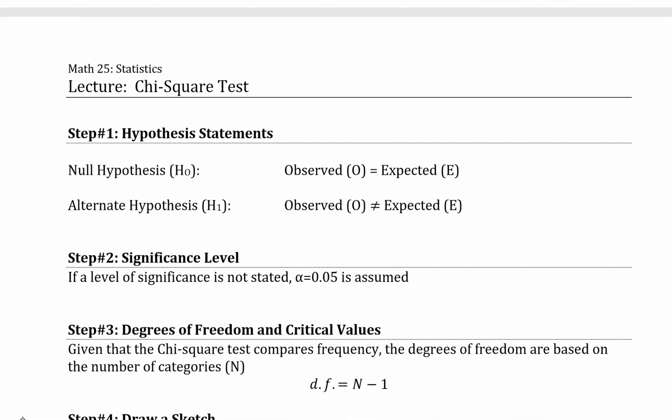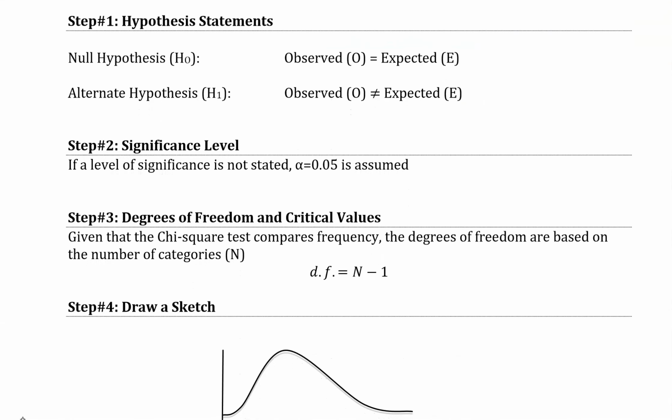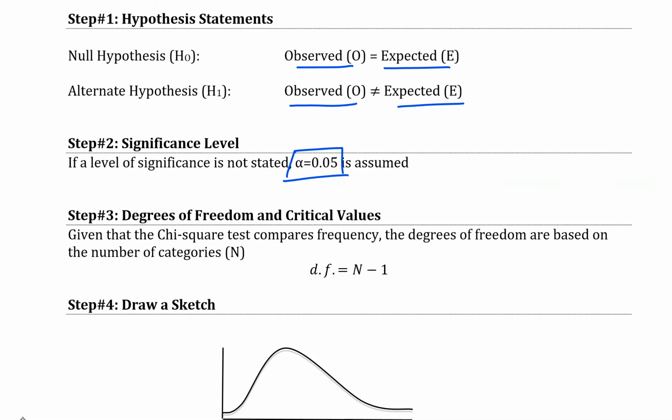So step 1, your hypothesis statements, and these are always the same. Our alternative is what we observed is different than what we expect, versus our null hypothesis, observed is equal to what we expect. We don't talk about one or two tails in terms of a chi-square. It's really just looking at frequency table to frequency table. Step 2, our level of significance is 5% unless we know otherwise.